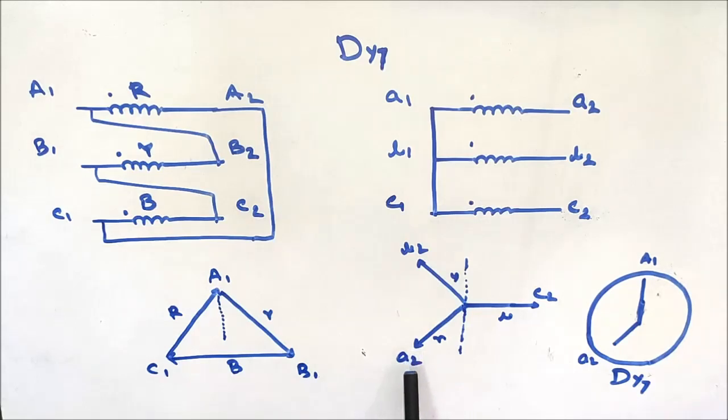So this A2 or red phase connection terminal will be at 7 o'clock position, and that is why it is Dy7. That is, LV side winding induced EMF is leading by 150 degrees that of the HV side winding induced EMF, and that is why it is called Dy7.